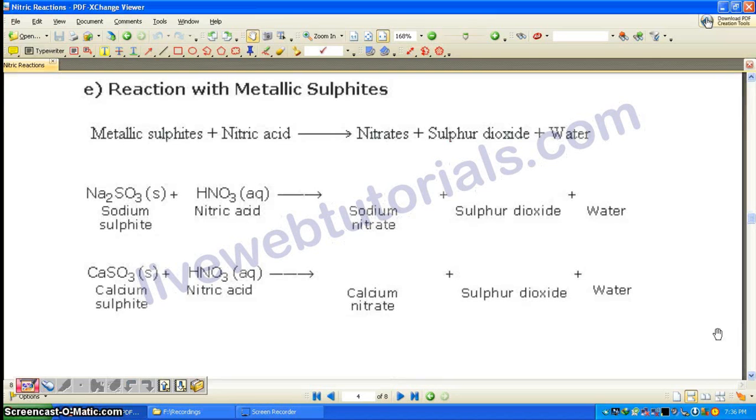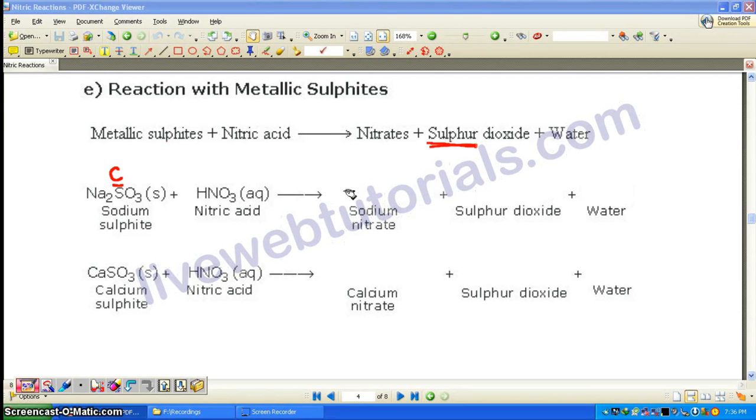Next part is reaction with metallic sulfides. Now this reaction is very similar to that of carbonates. Only thing is here S is replaced with C. If you are having Na2CO3, it is sodium carbonate. If you are having Na2S, then it is sodium sulfide. So the reaction is very similar. There we were getting the gas carbon dioxide, here we are getting the gas sulfur dioxide. So wherever C is there, that will be replaced with S. So you can just put down these reactions.